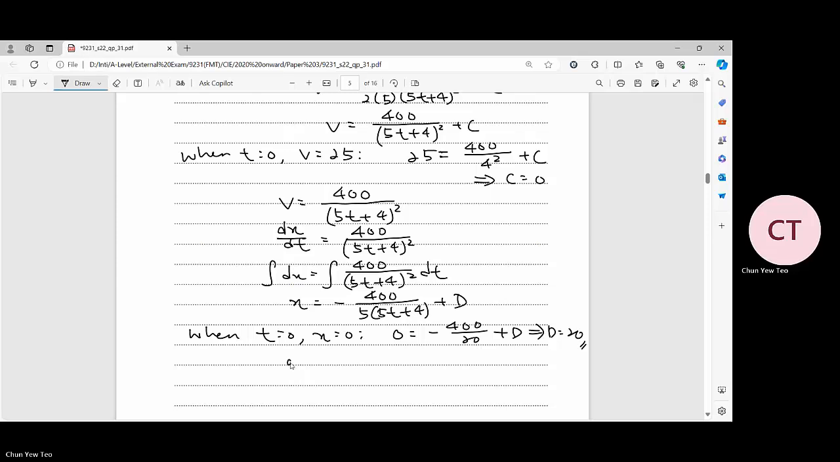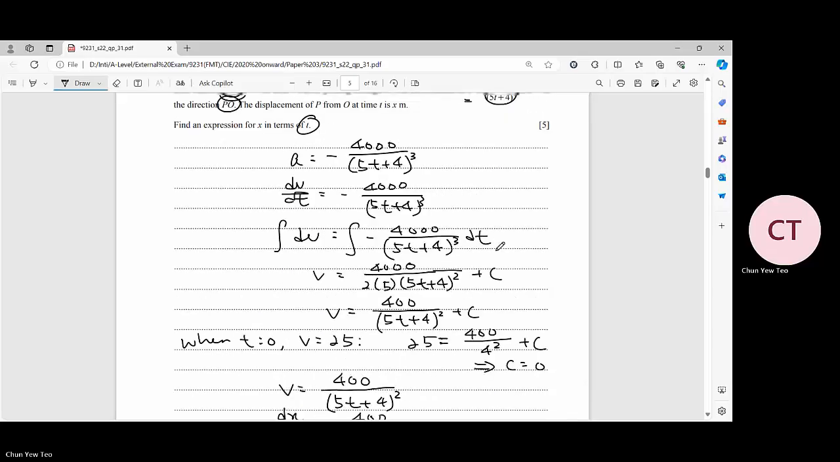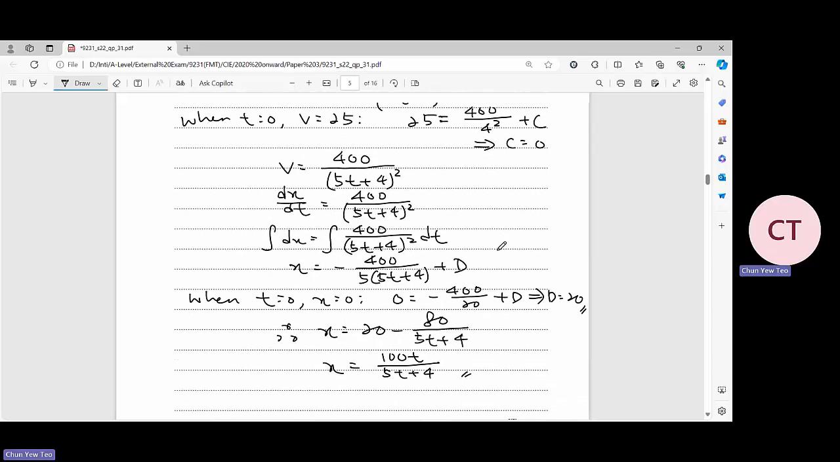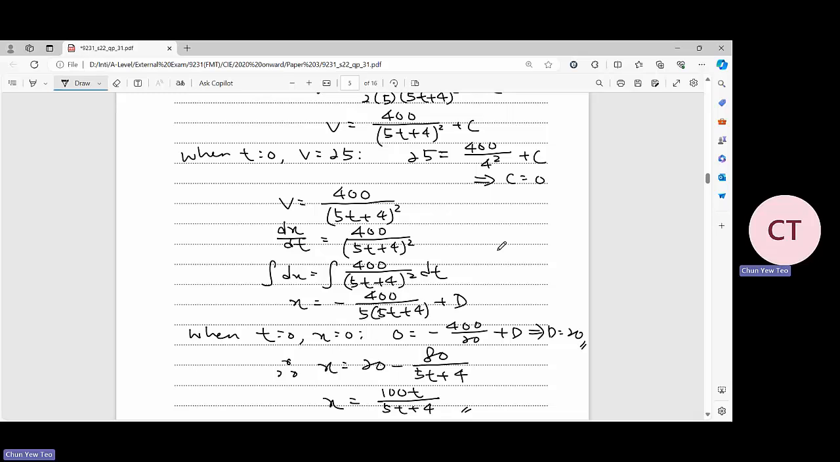Therefore, your x is equal to 20 minus 80 over (5t plus 4). That will be the answer. Of course, if you want, you can join these two up to become one fraction. Then you're supposed to get 100t over (5t plus 4) if you combine them together as one fraction. So this will be the answer for question number 3. Just like that, done. Okay, so now we move on.